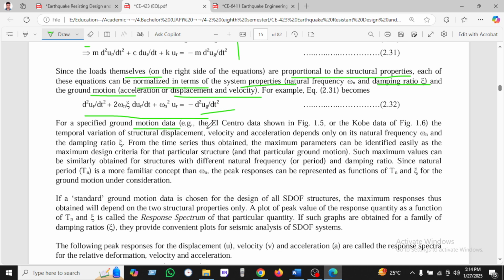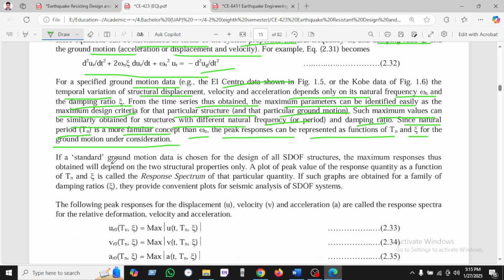For a specified ground motion, El Centro, Kobe or others, the time variation of structural displacement, velocity and acceleration depends on the natural frequency and the damping ratio. From the series of results, the maximum parameter can easily be identified as the maximum design criterion for a particular structure and that particular ground motion. Such maximum values are similarly obtained for structures with different natural frequency or period and damping ratio. Since the natural period Tn is more familiar than omega, the peak response is represented as a function of Tn and psi for the ground motion acceleration.